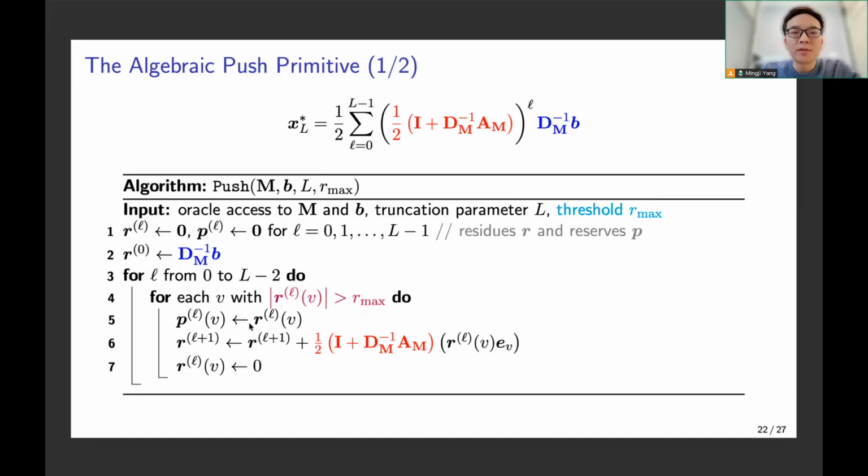We convert the residue to its reserve, and we update the residue on the next level by applying the transition matrix I plus D inverse A divided by 2 to this residue entry. This can be understood as approximating this quantity starting from the vector D inverse B on the right, and iteratively applying the transition matrix as long as there is some large entry in the residue.